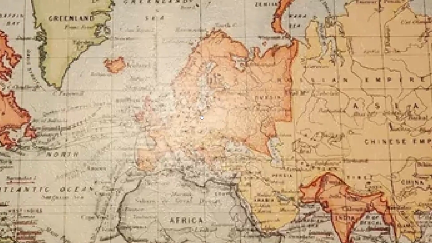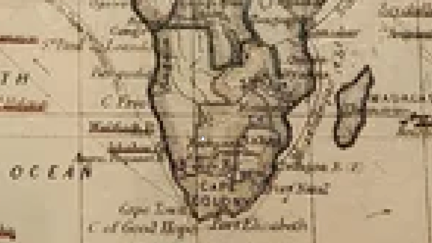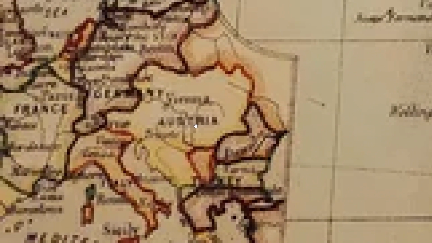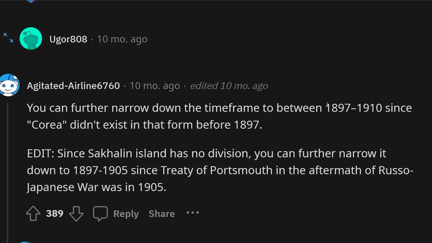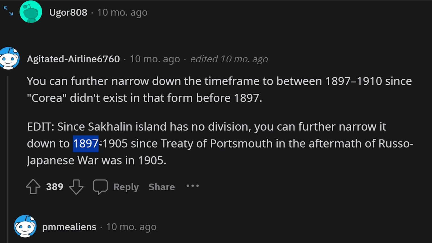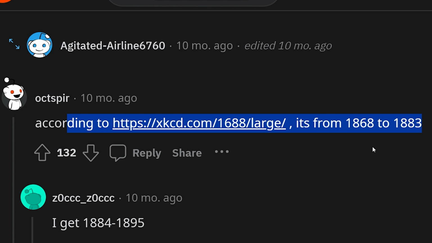But before the Russian Civil War, we probably have some German African colonies down this way, maybe during World War I too. Some of the stuff literally looks inaccurate, but I don't think they really cared at this time. The world map was changing so much. You can narrow the time frame to 1897 to 1910, possibly 1897 to 1905, maybe during the Russo-Japanese War, although apparently the flowchart is saying 1868 to 1883.